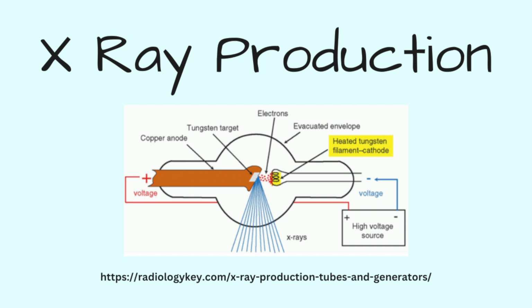These are produced when the electrons provide energy to the electrons in the anode, causing them to move to a higher energy level. The electrons then de-excite and drop back down to a lower energy level that's now vacant. And in doing so, an X-ray is produced, which is a high energy photon.